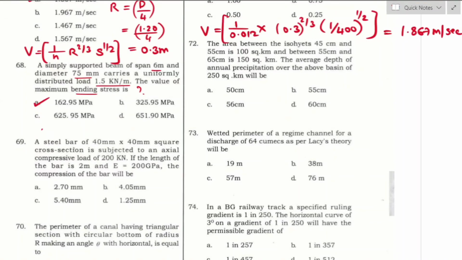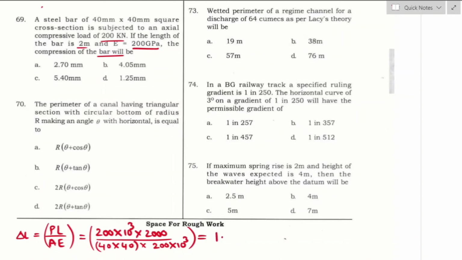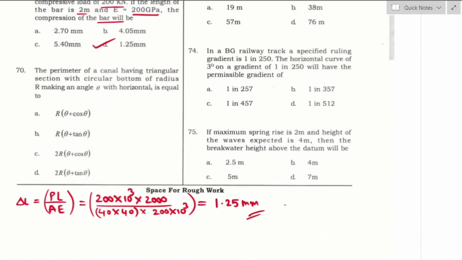Question number 69. A steel bar of 40 mm by 40 mm square cross section is subjected to an axial compressive load of 200 kN. If the length of the bar is 2 meter and E is equal to 200 GPa, the compression of the bar will be. Change in length or deformation of the bar is calculated by the formula PL by AE, which gives 1.25 mm. So the right answer is option D, 1.25 mm.